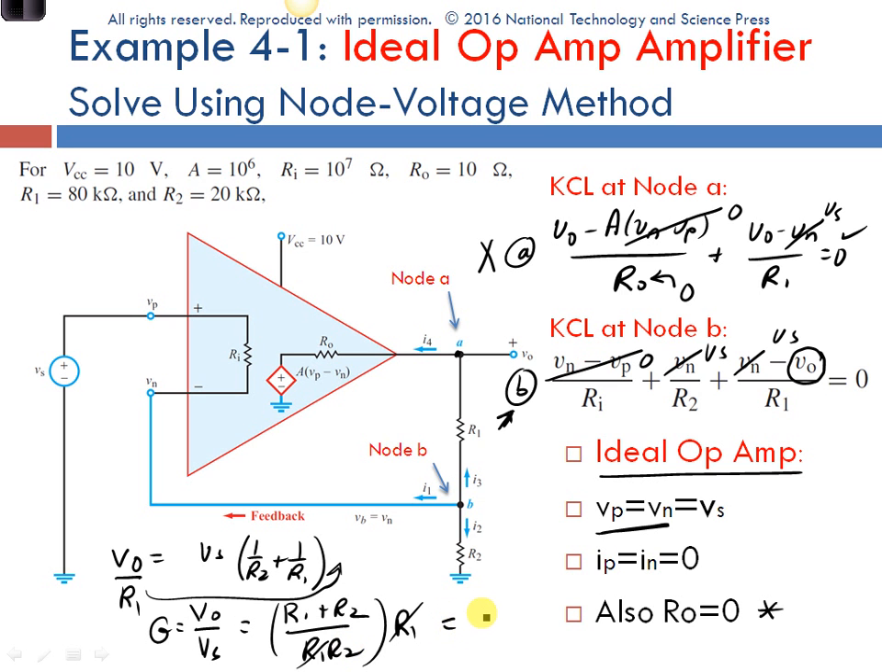If we actually calculate that for the numbers that we have here, the value is 5. If we had calculated it using the non-ideal case, it was 4.99975. So this is a very good approximation for an ideal op-amp, and this is how we are going to do our problems in the future.